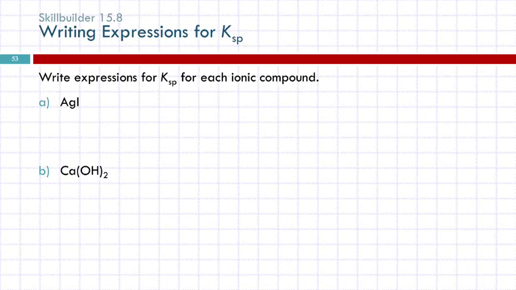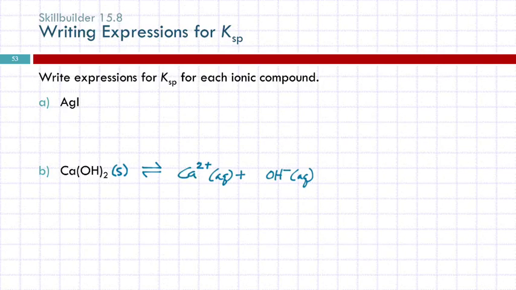So let's write expressions for each of these. I'm running out of time, so I'm just going to do B because it's more interesting. So if we're writing a KSP expression, we're starting with the compound given as a solid, and then we're going to write the ions that it forms on the right side of the arrow. So this forms calcium ions. Those are aqueous. And what's the other ion? Hydroxide. Also aqueous.